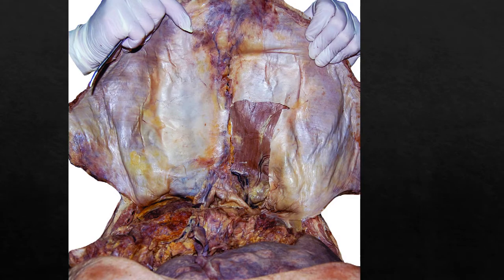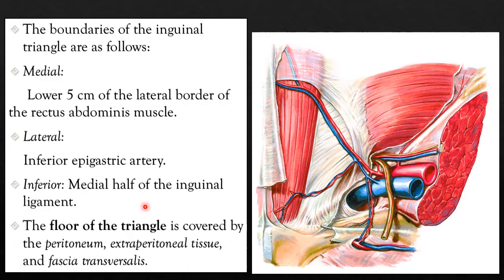Here we have separated the anterior abdominal wall above and lifted it up, and from the inner aspect we can identify the rectus abdominis muscle fibers. These vertical muscle fibers are called rectus abdominis muscle fibers, and here you can identify the inferior epigastric artery. Let us discuss the boundaries of it. The boundaries of the inguinal triangle are the medial boundary, lateral boundary, base and apex.